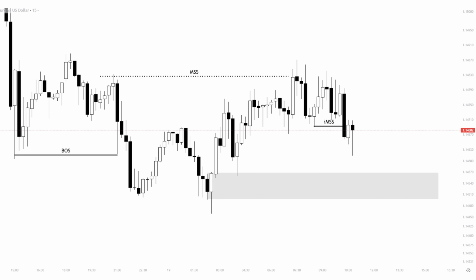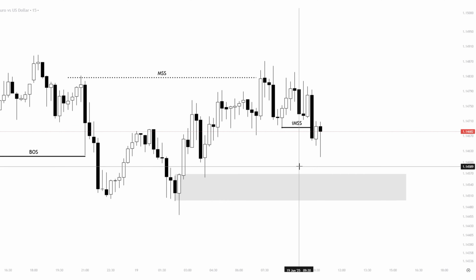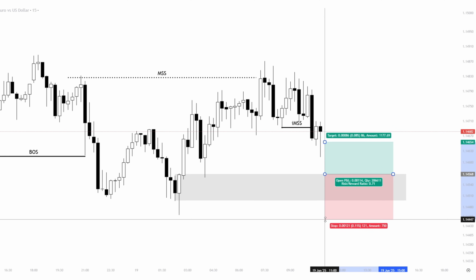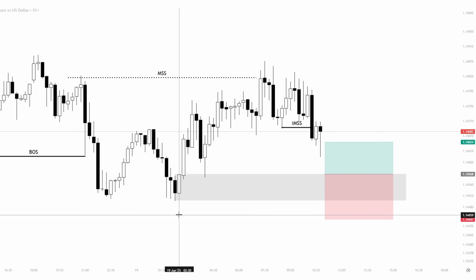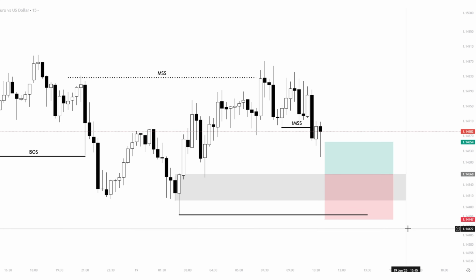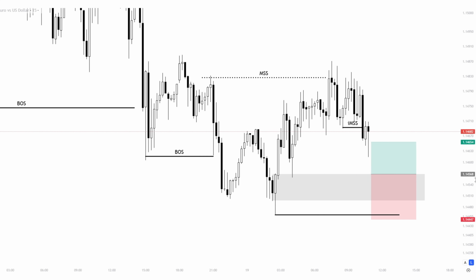Now we can plan the setup with the entry on the top of the demand, stop loss below the demand. But it might be a better idea to place it below the lows if the low is closer to the bottom of the demand, which is the case here.